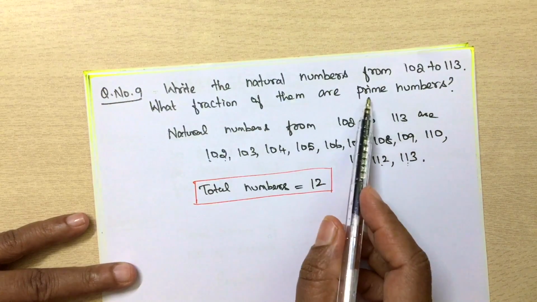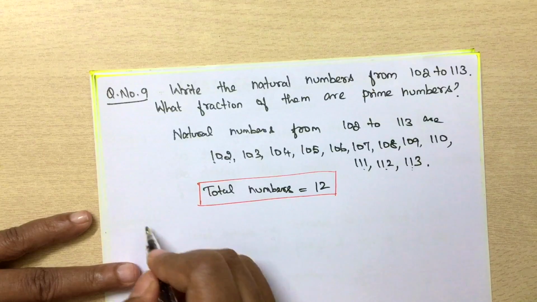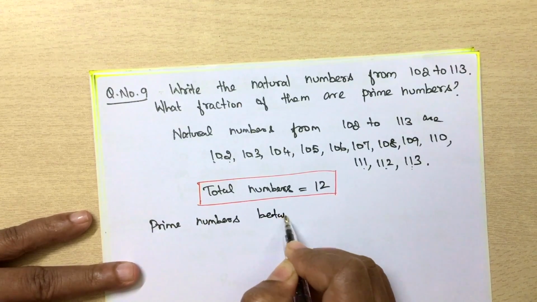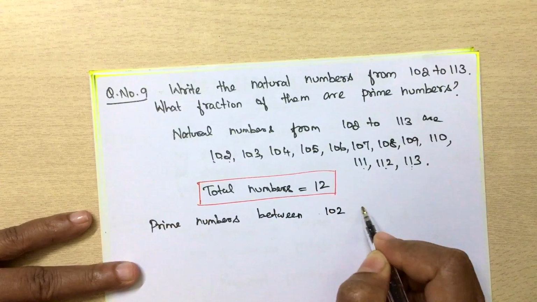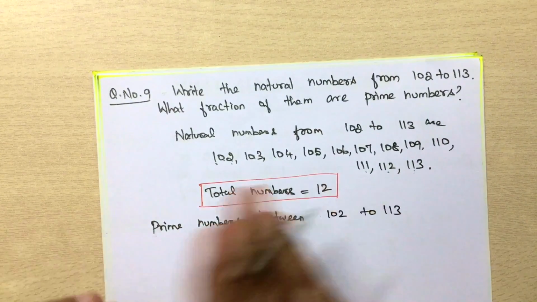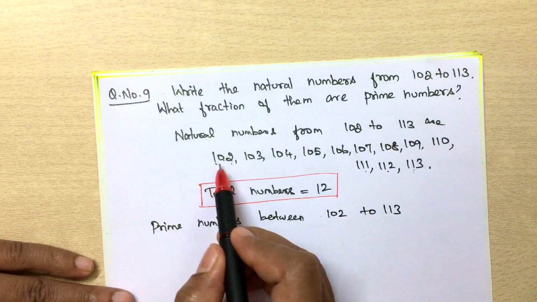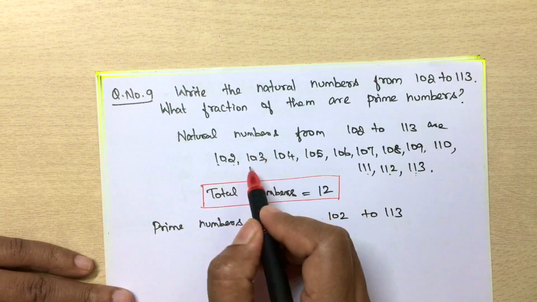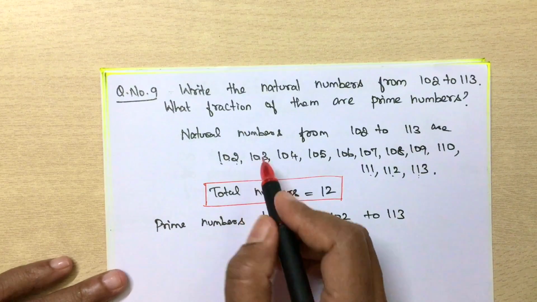Now we have to find the required. What is asked? It is about prime numbers. Now prime numbers between 102 to 113. So 102, it is not a prime number because it can be divisible by 2. 103, yes, this is a prime number.